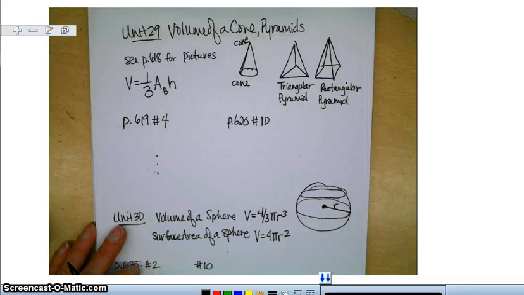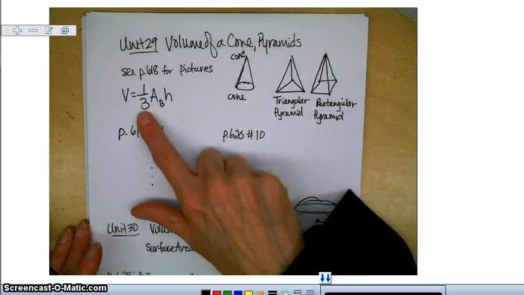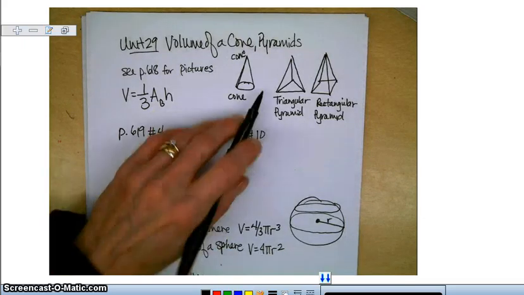Let's take a look on page 619 at number 4. The volume of a cone is 1/3 area of the base times the height. And that's just a cone here.